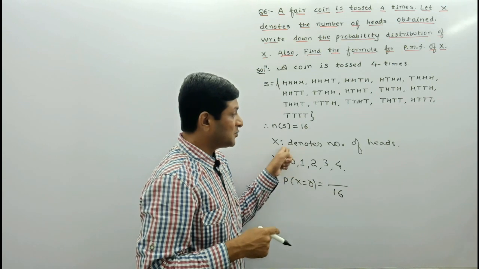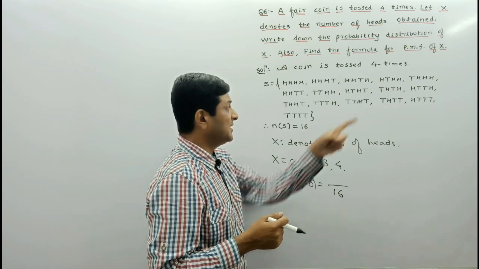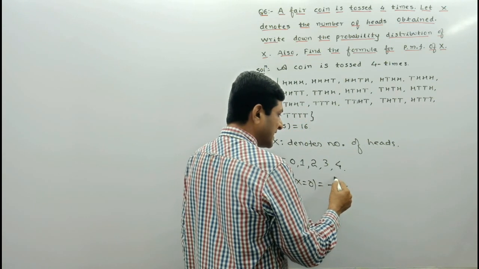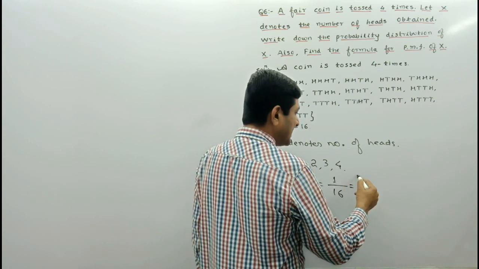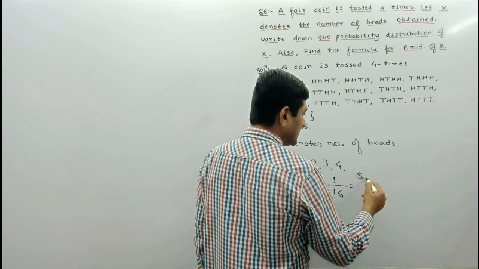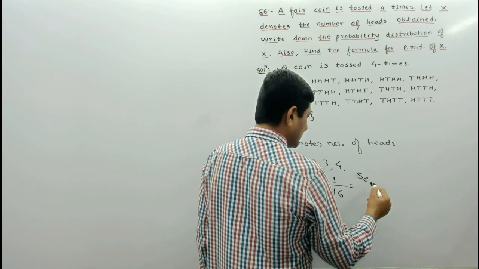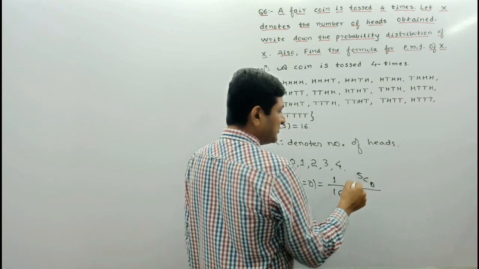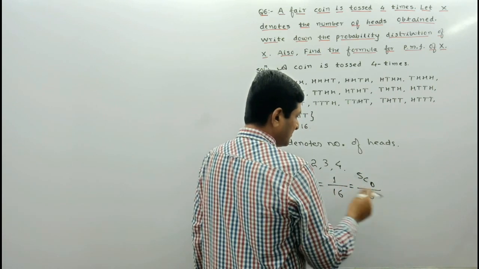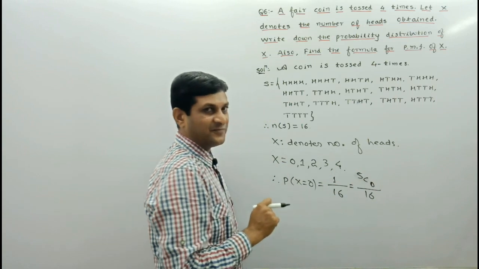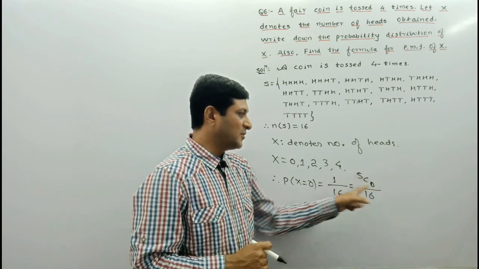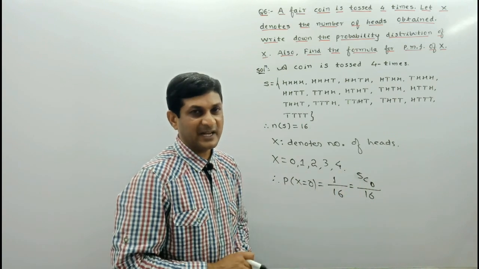In these 16 outcomes, check when x is equal to 0. X is equal to 0 means the number of heads is 0. So how many elements are there in which the number of heads is 0? Only one element is there. Can I write this 1 as 5C1? Sorry, 5C0. What is the value of 5C0? 1, because there are total 5 values of x, and here 1 can be written as 5C0. If you are finding the value of the combination, the value of 5C0 will be equal to what? 1. So 1 can be written as 5C0.